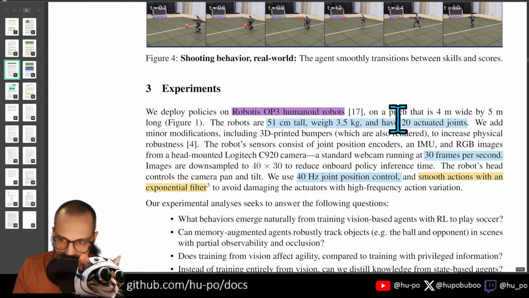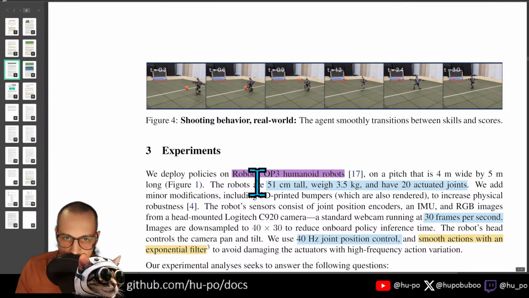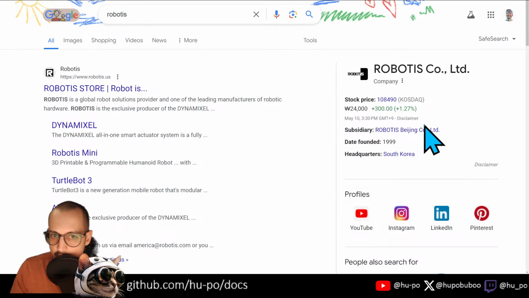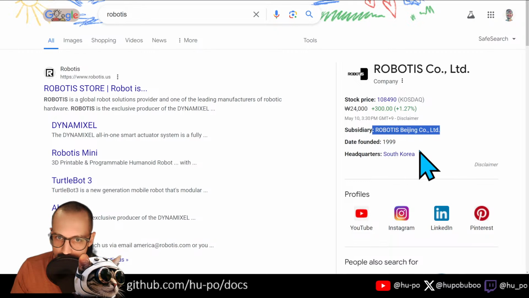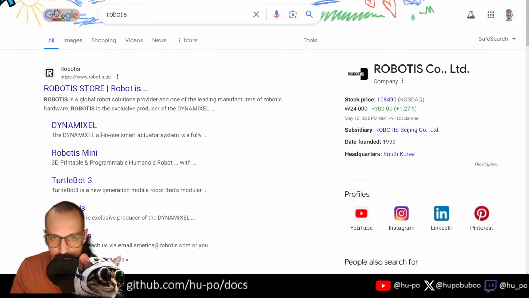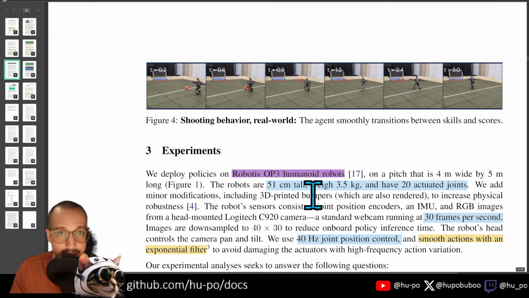Experiments. Okay, so here's a little bit more information on the robot itself. This is called an OP3 humanoid by Robotis, which is a fairly popular, I think it's actually a Korean company. Let me make sure of that. No, it's actually a China. Oh, wait, what? It's a subsidiary of a Beijing company, but it's in South Korea. Okay, so maybe what happened is that Robotis was a South Korean company that got purchased by like a Chinese holding company. I don't actually know the history, but that's the company.